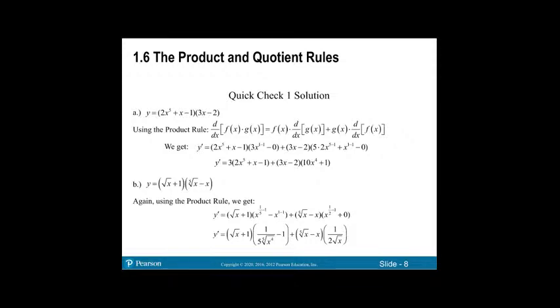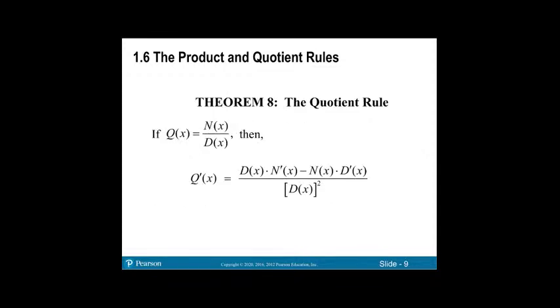Okay, let's see my time. So that was the product rule. Product rule again went first times the derivative of the second plus the second times the derivative of the first.